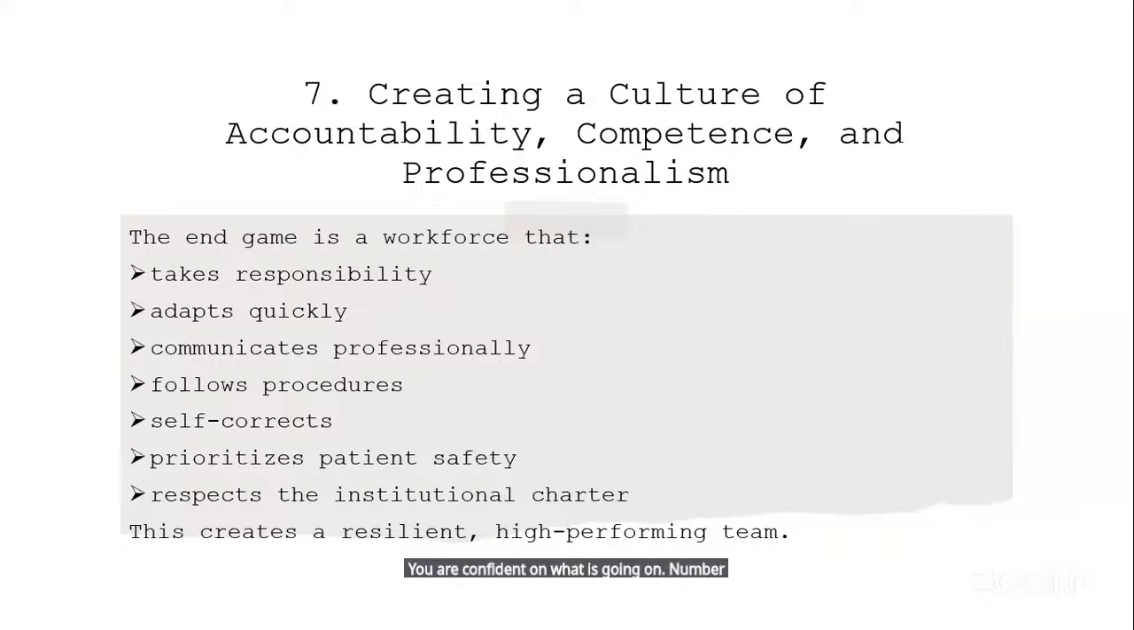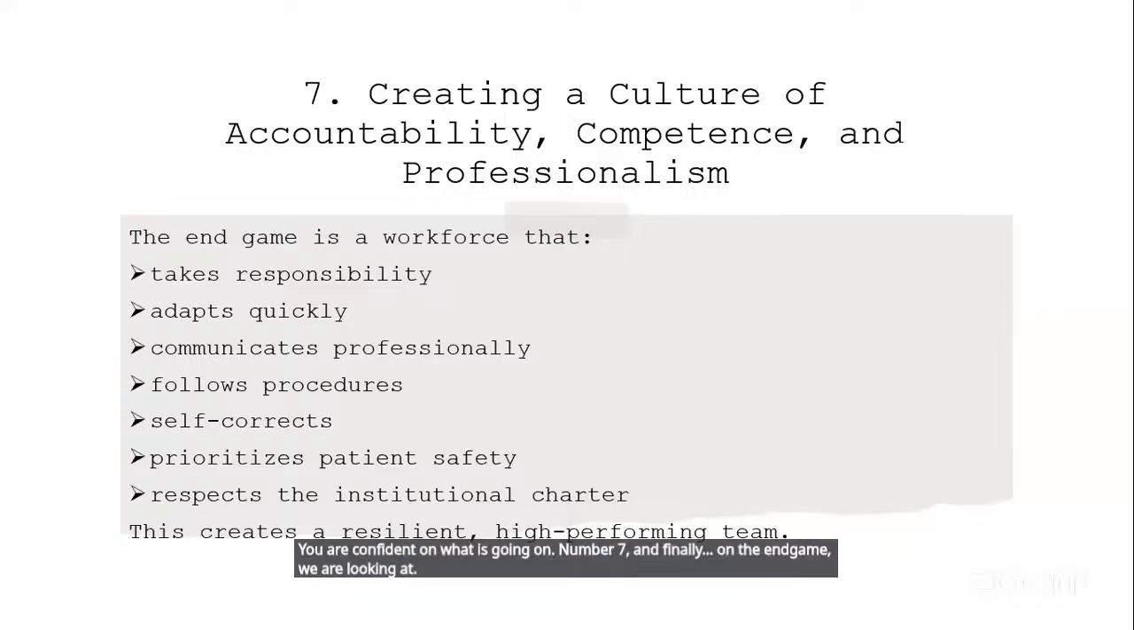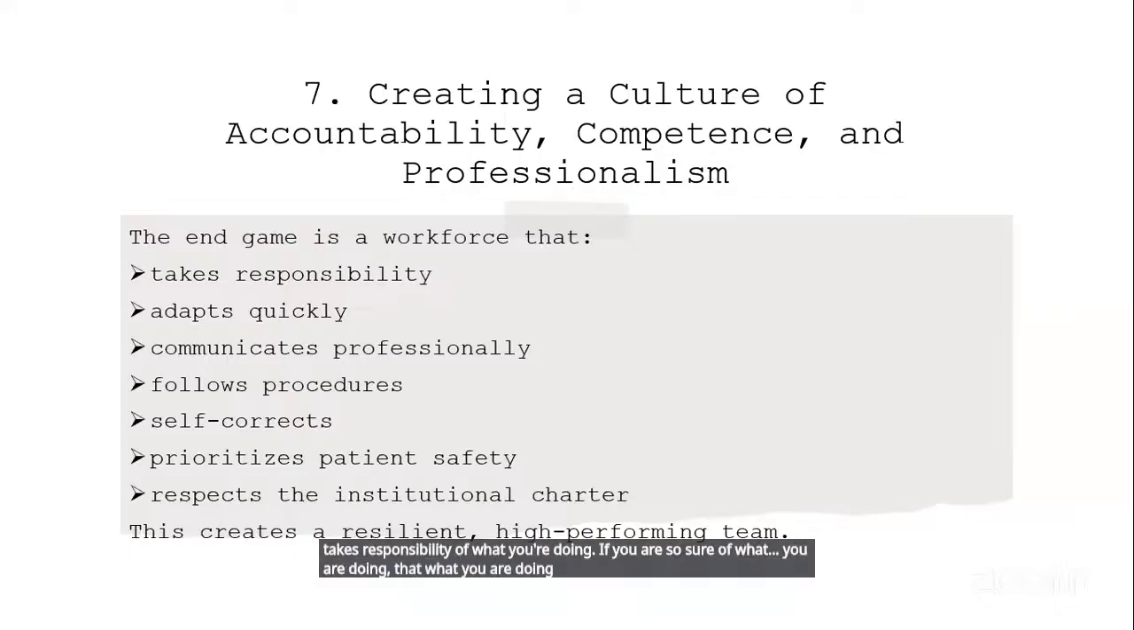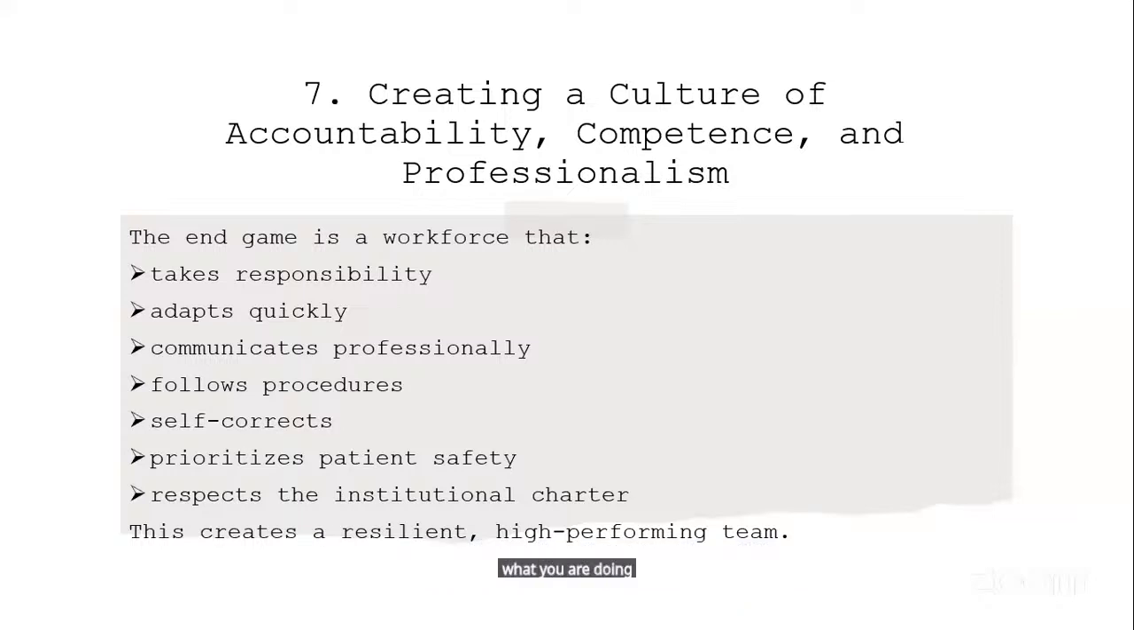Number 7, and finally, on the end game, we are looking at creating a culture of accountability, a culture of competence, and a culture of professionalism. The end game is a workforce that, number one, takes responsibility of what you are doing. If you are so sure that what you are doing is credible, justifiable, and reliable, then take responsibility.